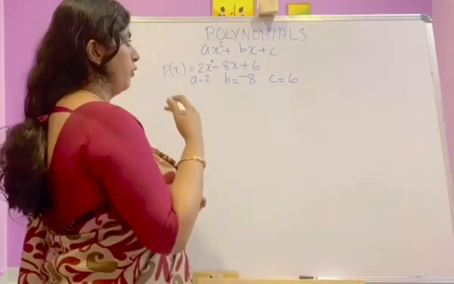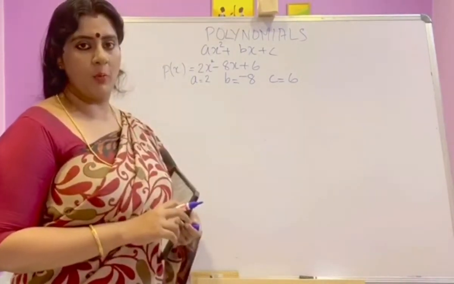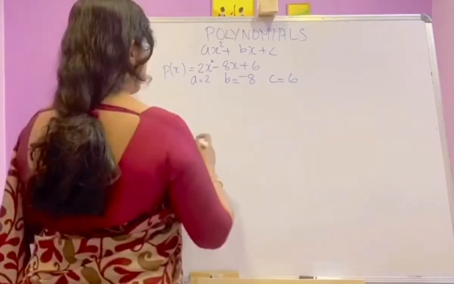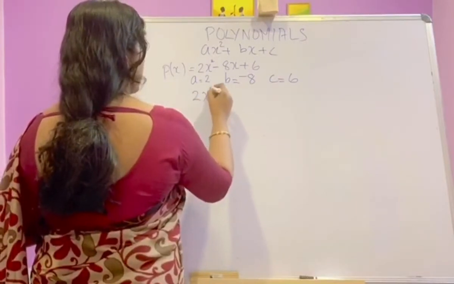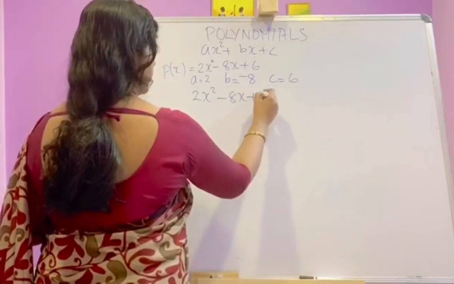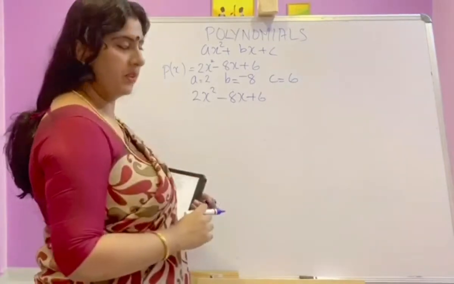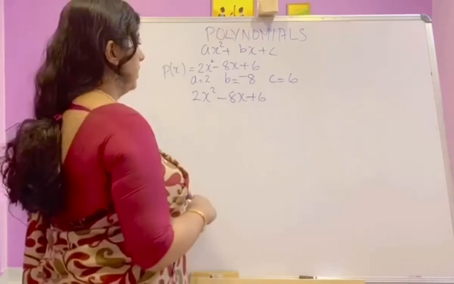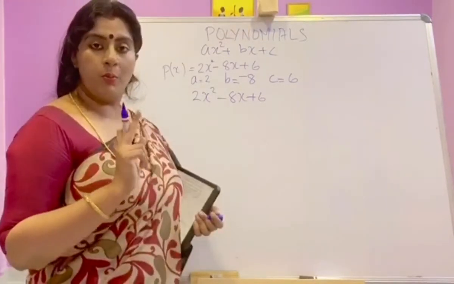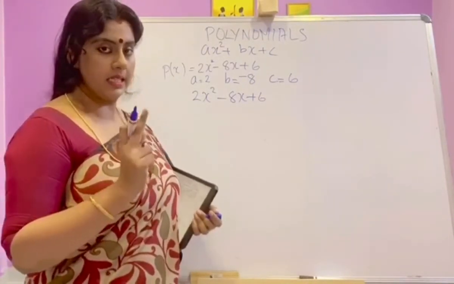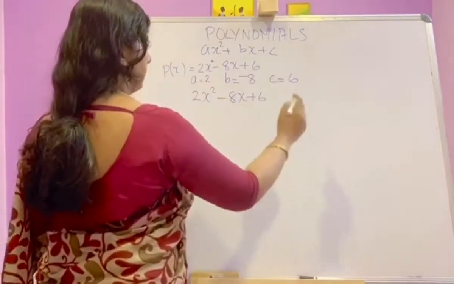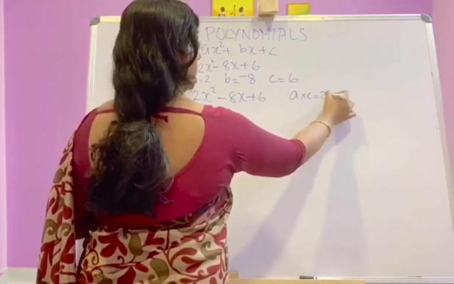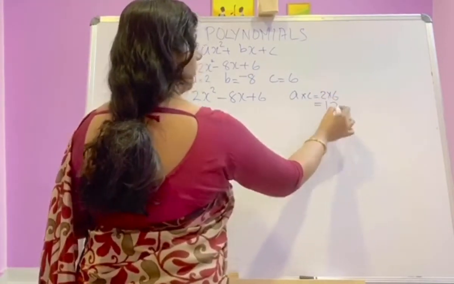Now, we want to first factorize this quadratic polynomial. Factorization we have already studied in the 9th standard. I will show you once more. 2x square minus 8x plus 6. We want to factorize this, that is to find factors of a polynomial. For that, first we want to multiply the a term and the c term, that is a into c. The answer is 2 into 6, which is equal to 12.